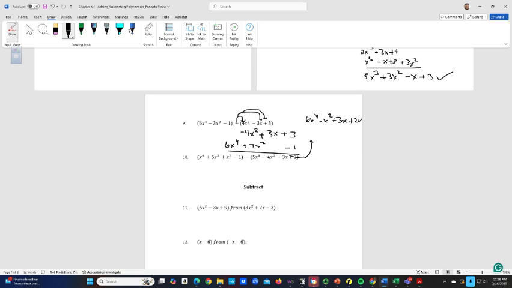And then lastly, number 10, same thing. I'm going to distribute this -1 into all 4 terms. So we get negative 5x cubed plus 4x squared plus 3x minus 3. And then I'm going to bring over the 4 terms from the first polynomial. So we get x to the 4th plus 5x cubed plus x squared minus 1.